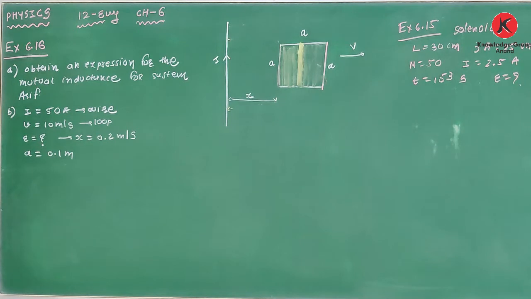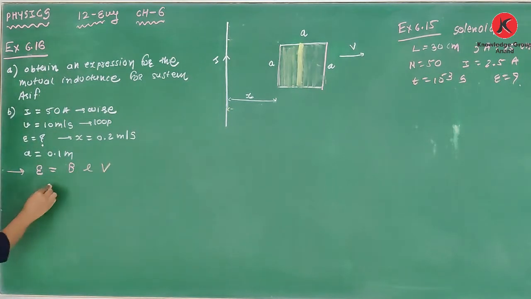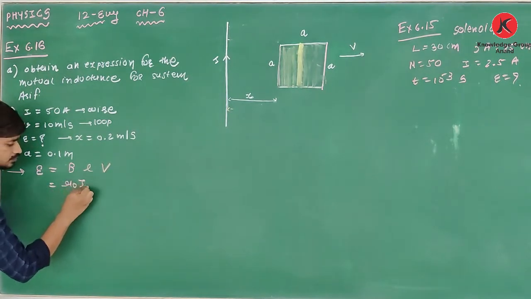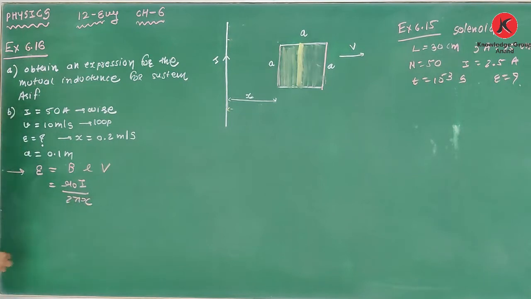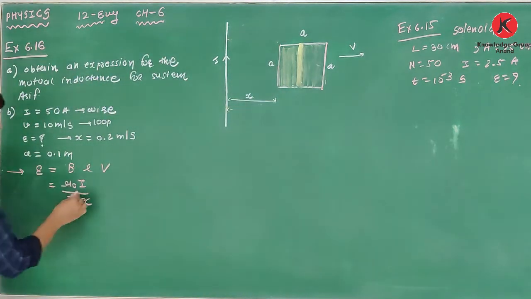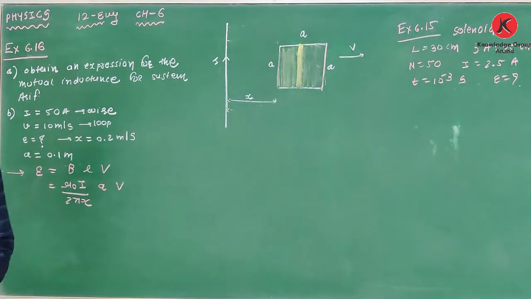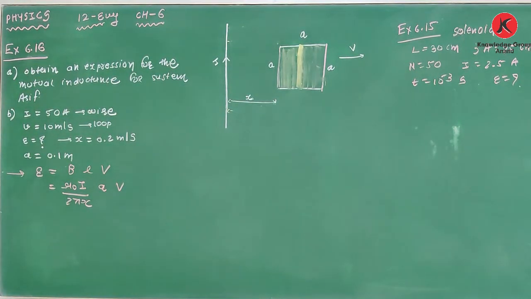So how to find E? E is equal to B l v, and B is equal to mu 0 I upon 2 pi x. L means the length of the conductor. Here you have to consider the length of the conductor, that is a. So here is a and here it is v. You are given each and every value: mu 0, I, 2 pi, x, a and v. You can easily calculate this question.